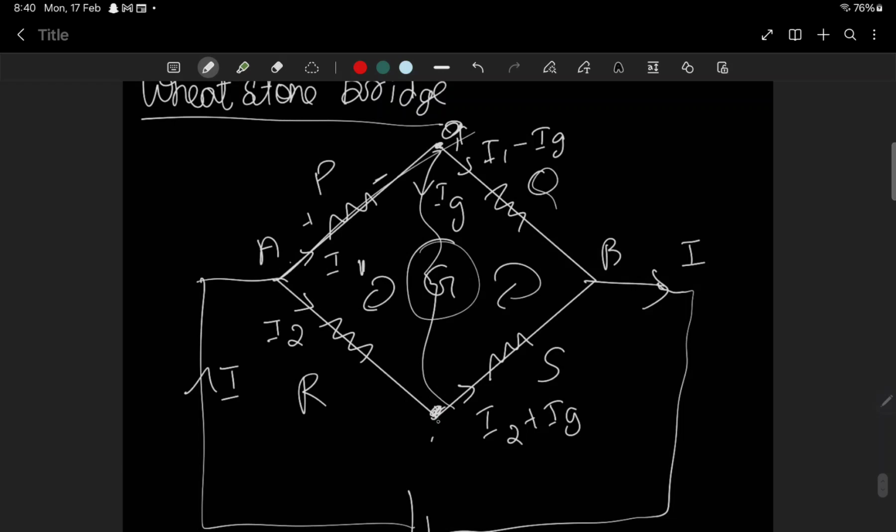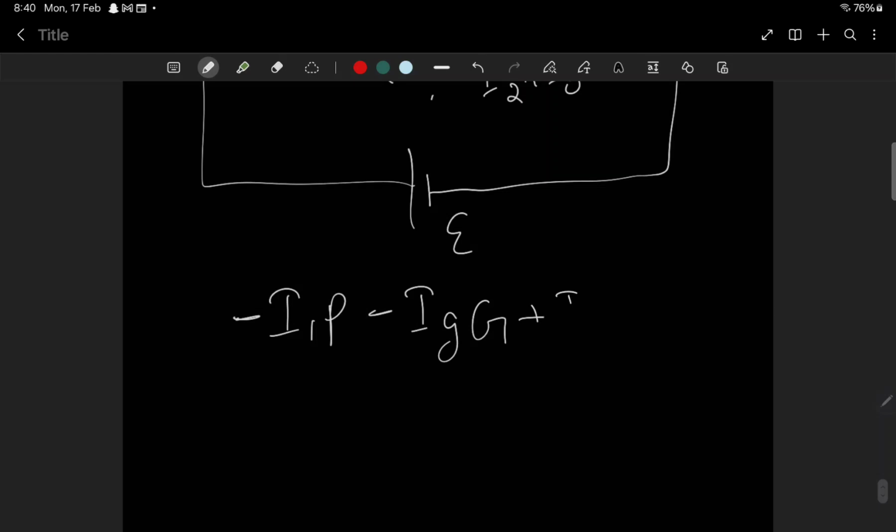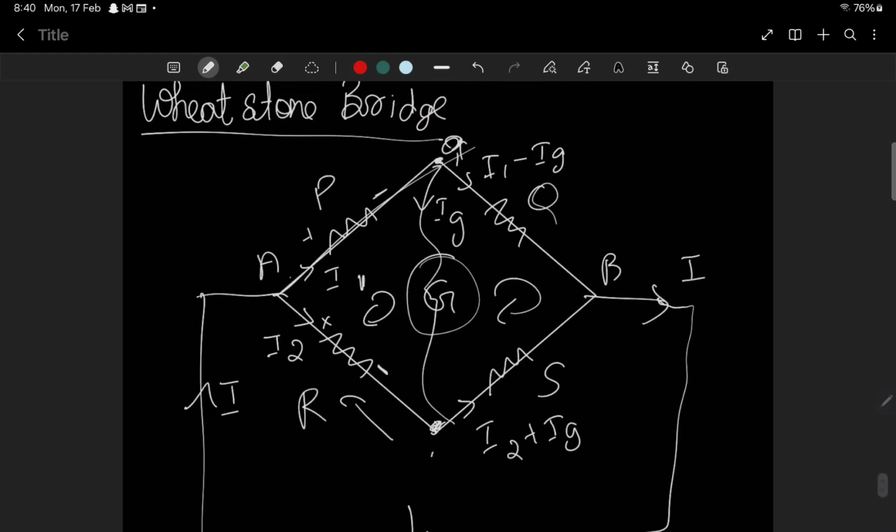Now I am coming here and I am going like this, opposite to the current here. The current here is positive to minus, and I am going from minus to plus, an increase. So plus I2R. This is equal to 0. So this is the Kirchhoff loop rule for this first loop.